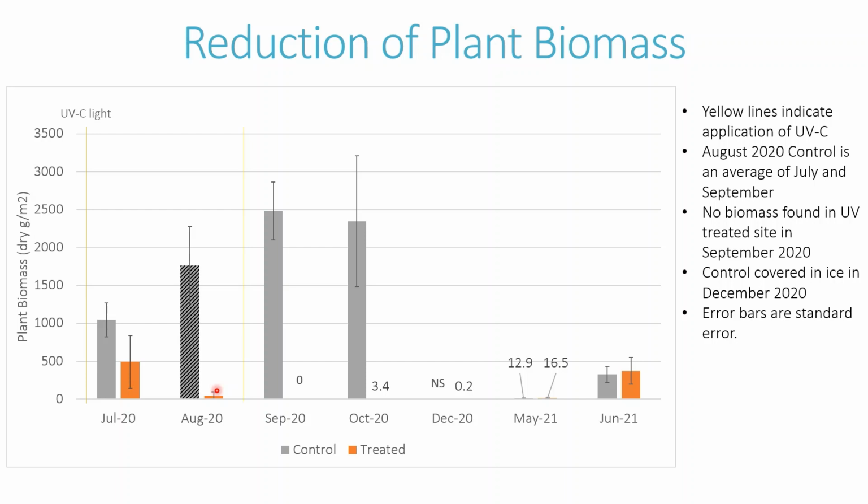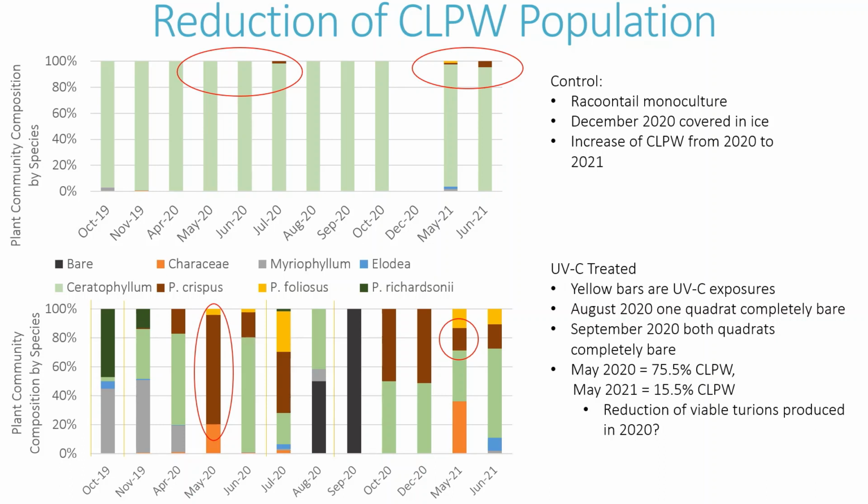we see there is a significant reduction in biomass after the first treatment and an elimination in biomass after the second treatment. It did start to grow back the following month, mostly as newly sprouted turions and raccoontail that had moved in, starting to fill the void. And one year post-treatment without any follow-up treatments, there was no difference in the biomass between the control and the treated sections. We also saw a change in the community composition.